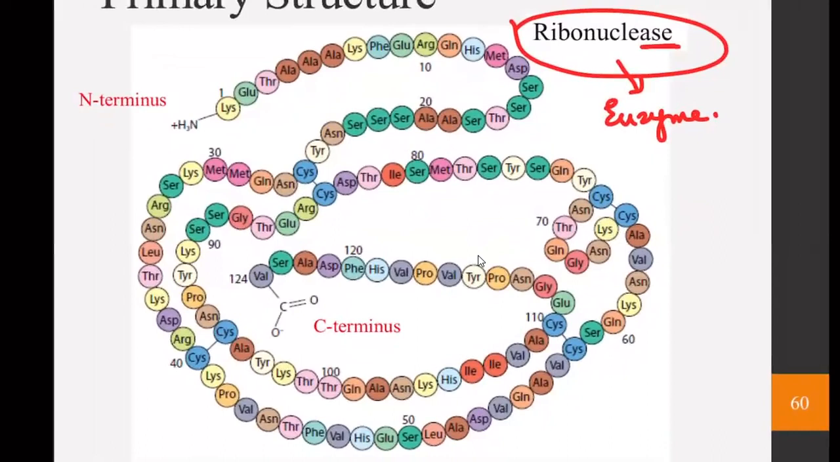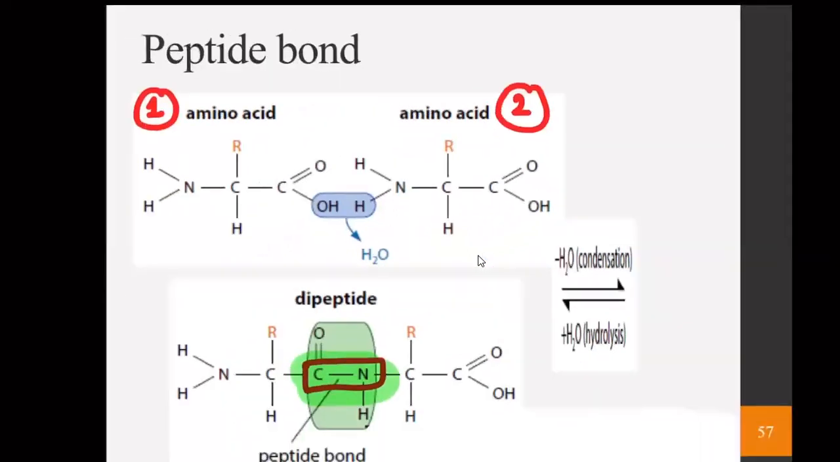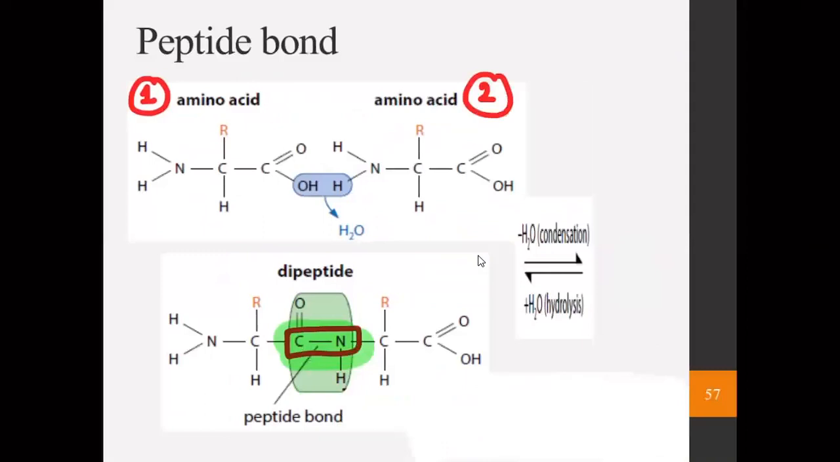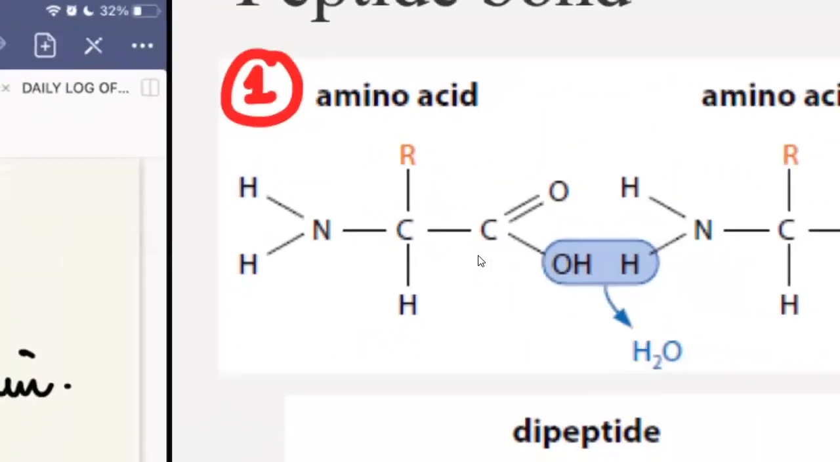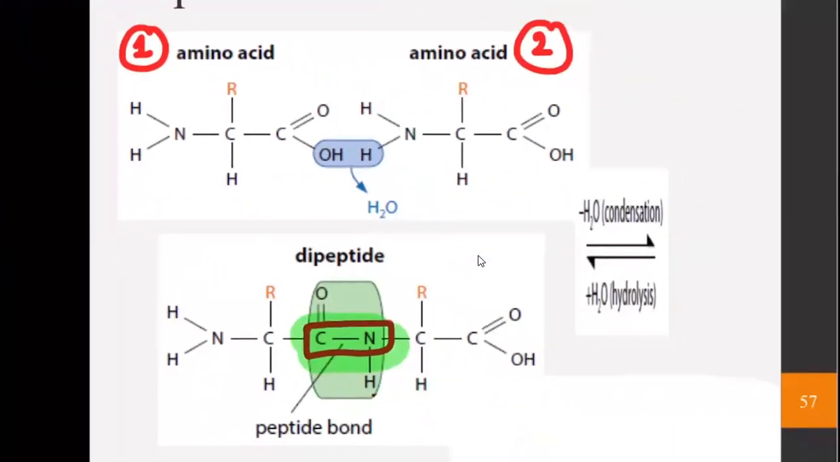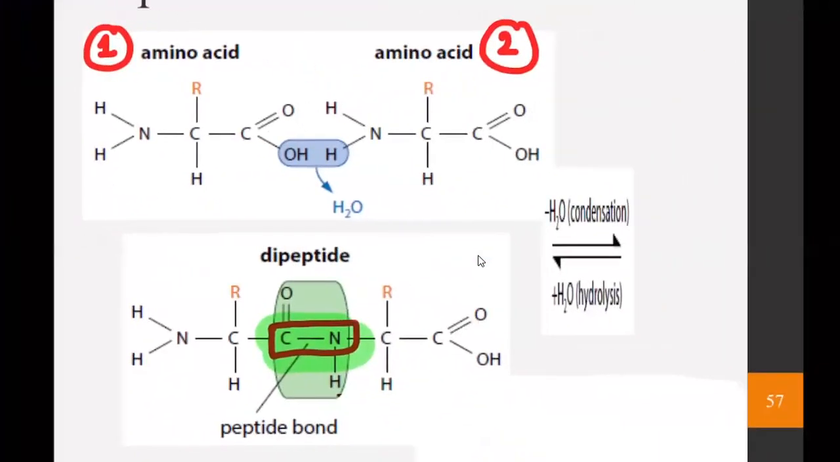Remember, we had done a recap, this basic structure of a single amino acid, okay? This was the amino acid. This is one amino acid, and then we also studied that 2 amino acids join together by means of a condensation reaction to form a dipeptide. And if many amino acids are attached to one another, then they make a polypeptide.